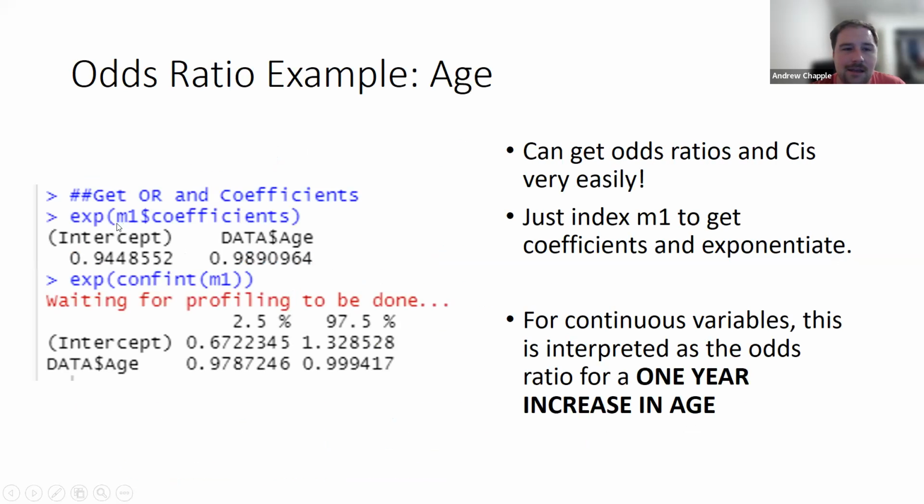So how do I do that? If I do the exponent of M1 dollar sign coefficients, I'm just grabbing the coefficients there. So my odds ratio here, this is 0.98. And if I want a confidence interval, I can just do confint of M1 and then pass an exponent around it. So my 95% confidence interval was between 0.978 and 0.999. So again, this is interpreted as the odds ratio increase for 1 year.